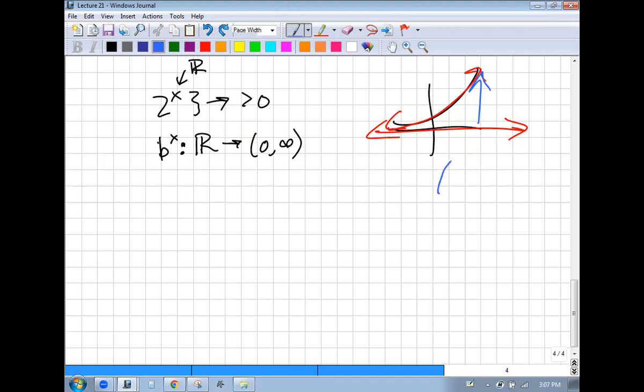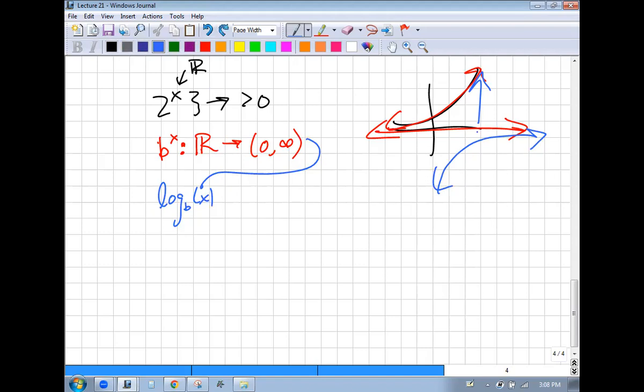Then your logs look like this. So I'll do this one in red. The log base b of x, all right, since it undoes what the exponentials do, whatever came out of an exponential, that's what can go into the log. Its job is to undo whatever this thing did. And so whatever comes out is what goes in, and whatever went in is what should come out, okay?